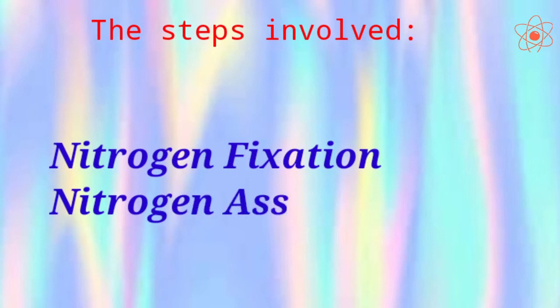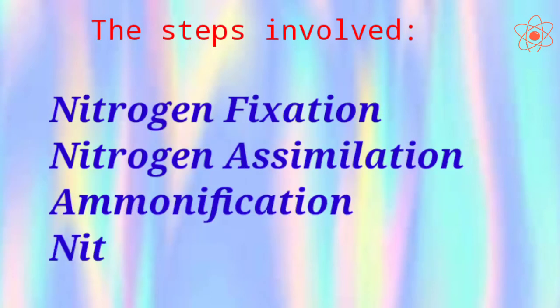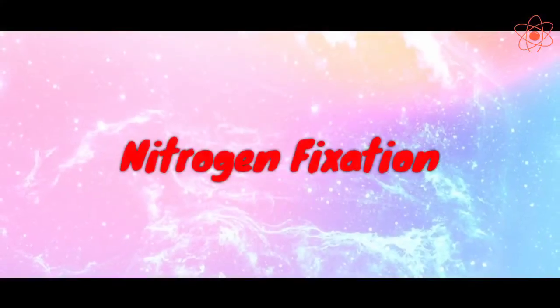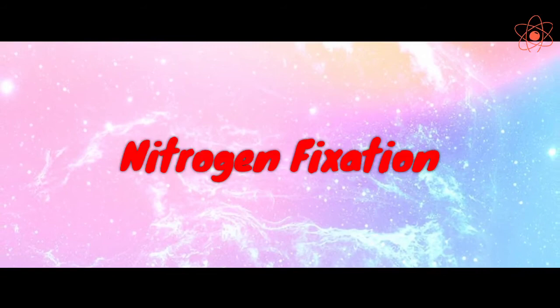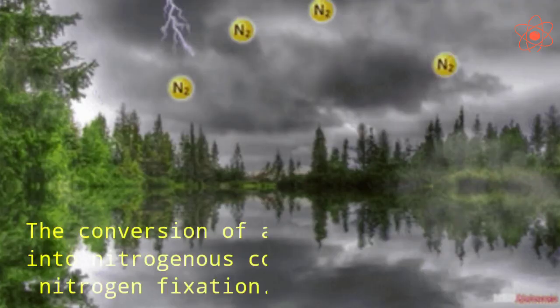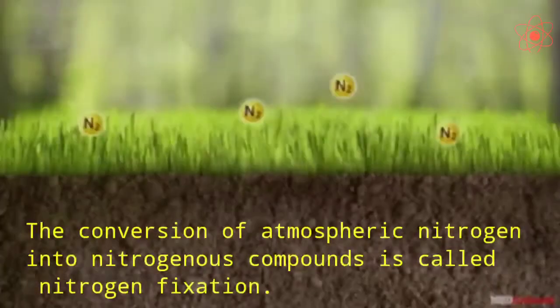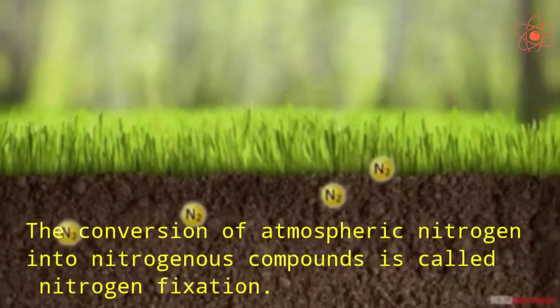The steps involved in the nitrogen cycle are: first, nitrogen fixation; second, nitrogen assimilation; third, ammonification; fourth, nitrification; and the last, denitrification. Now let us begin with the first step, nitrogen fixation. The conversion of free atmospheric nitrogen into nitrogenous compounds is called nitrogen fixation.